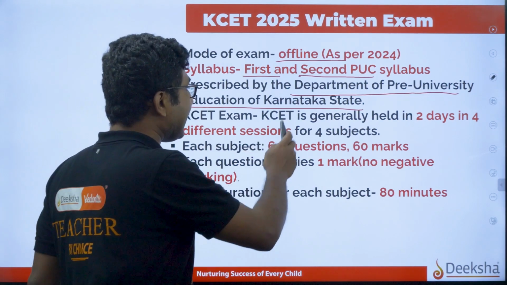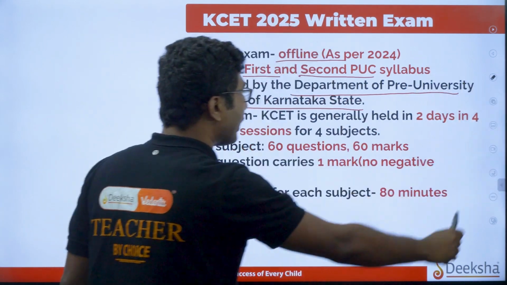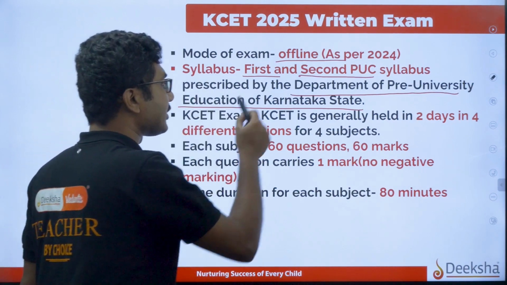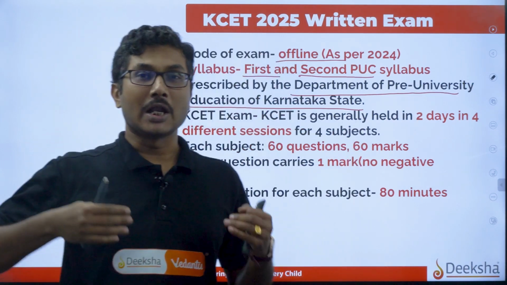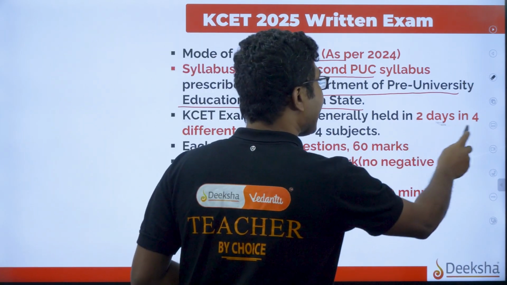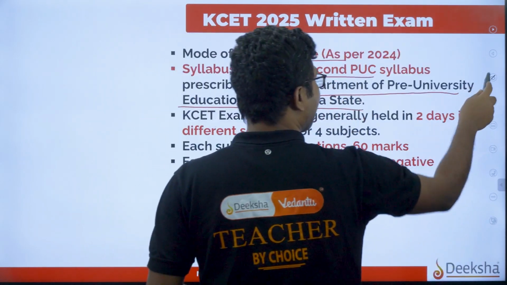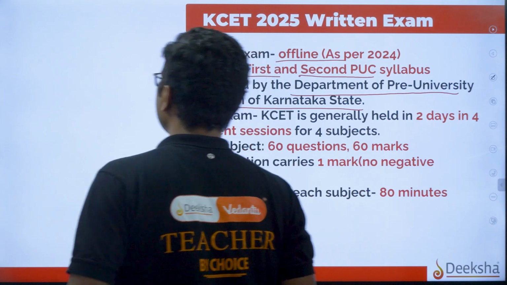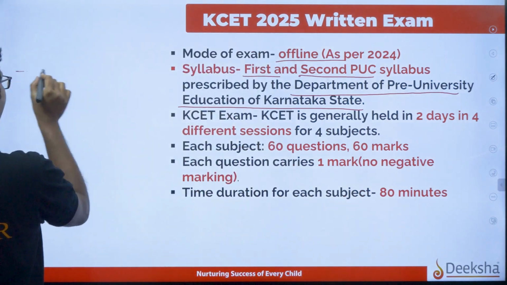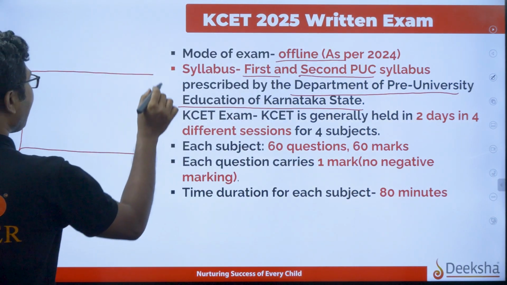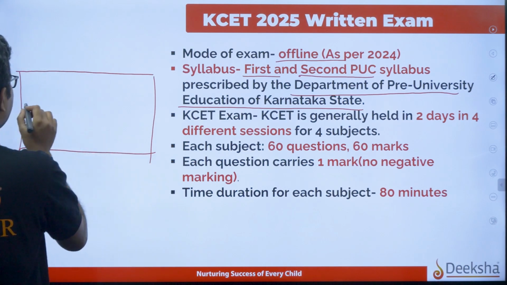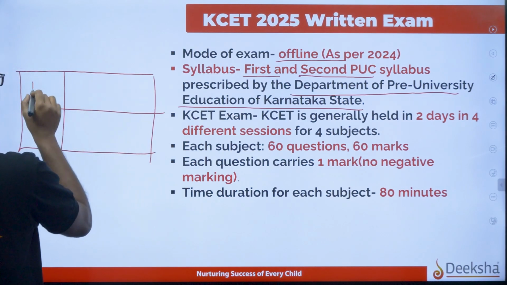Now, KCET is generally held in 2 days in 4 different sessions for 4 subjects. Now, what is the meaning of that? 2 days, 4 subjects, and different sessions. Let us understand that in detail. So, in 2024, for example, the exam happened in 2 days, 18th and 19th April.